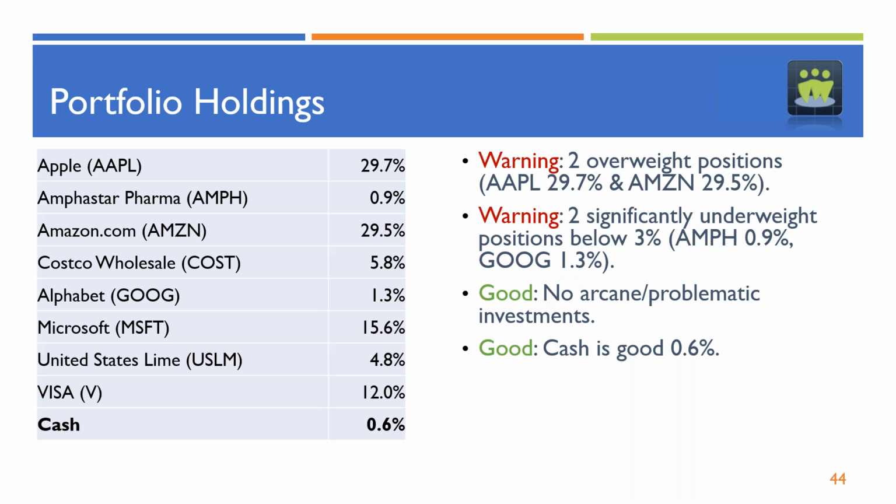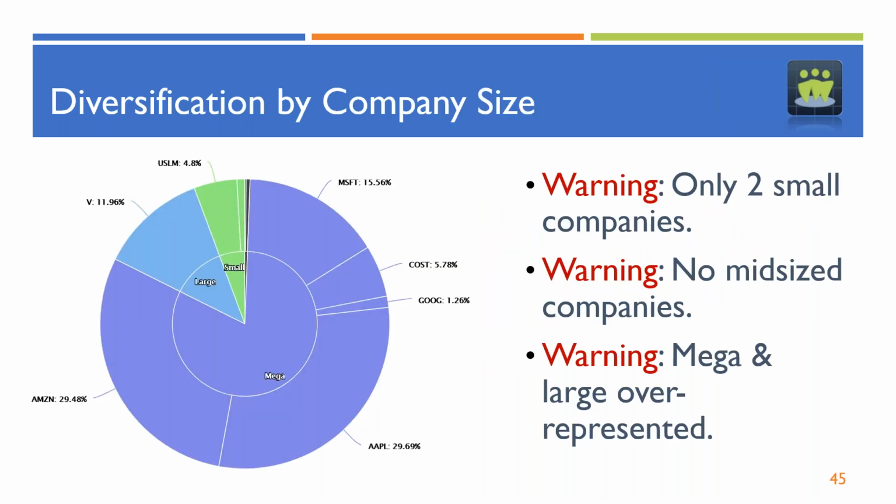US Lime is a company that I follow. It's a commodity, so it's really anti-technology in many ways. Never been compelled enough to invest in it. And the other names you're probably all familiar with, with the exception of perhaps Amphastar. Cash is good at 0.6%, so this club is fully invested. By company size, that skews towards mega and large. There's a couple small companies there, two small companies, nothing in the mid-size range. So we would say that mega and large are overrepresented in this portfolio.